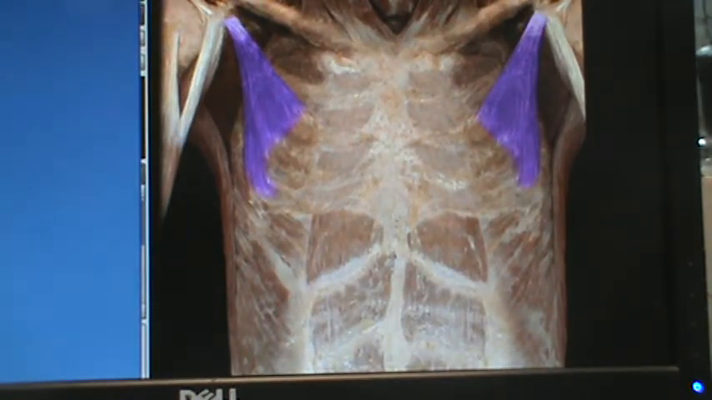So, on this one, what would be the origin? Well, look at that. That would be the ribs. What would be the insertion? Coracoid process of scapula. What would be the action? It draws the scapula forward. Okay, let's move on. And if something isn't here, then it's not on your test.